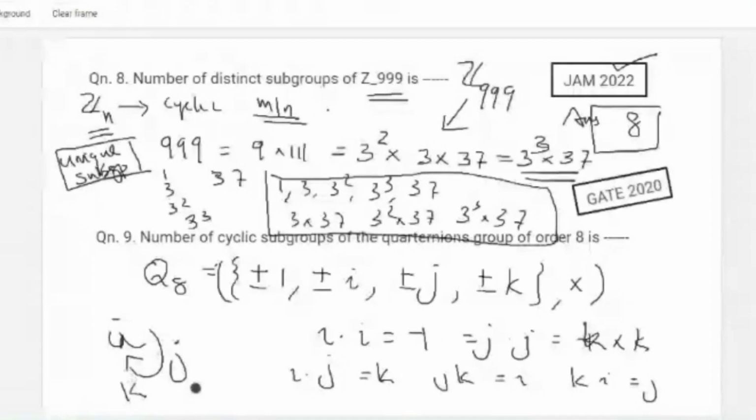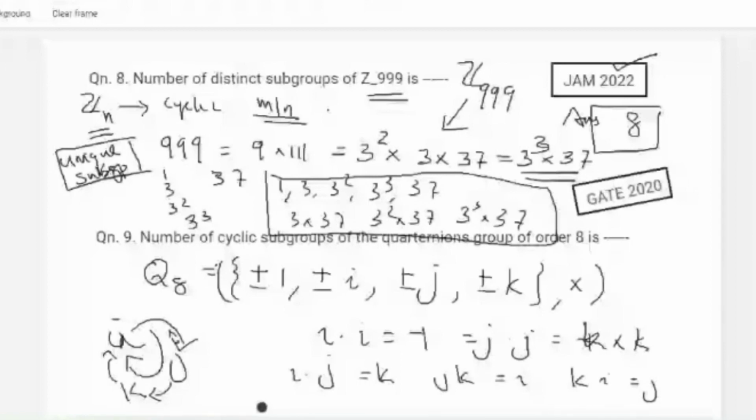I with J, if you multiply, you will get the third element. J with K, if you multiply, you get the next element. In this order. But if you reverse the order, J into I, you get minus K. Just like the cross product of unit vectors I, J, K. So this is the way we define this group. This is the group of quaternions. And I know many of you know this group. How many cyclic subgroups are there for this group?